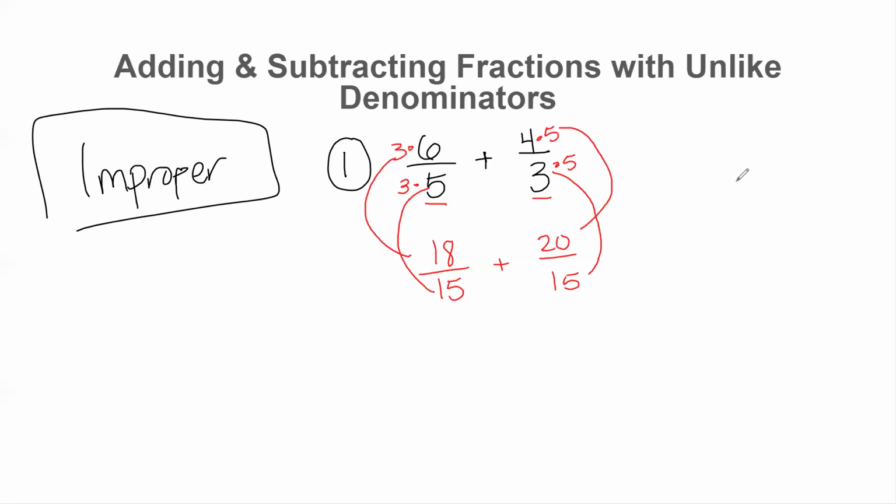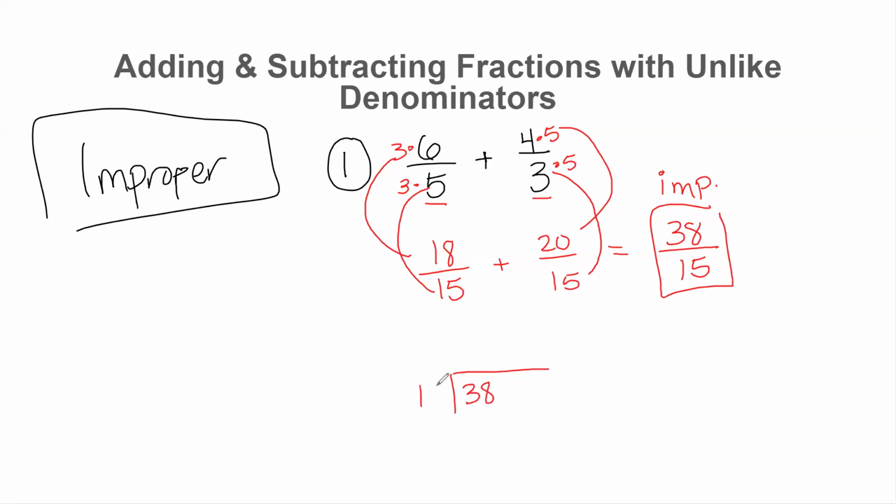So it's really the same method. Add across the top, we get 38. Keep the denominator 15. Now that is good if you're allowed to leave it improper. And again, if you're in high school math, watching this as a review, you're probably going to leave it like that. If you're in middle school math, you want to follow your directions. If it says you can leave it improper, leave it. If it says you need to turn it back to a mixed number, let's divide.